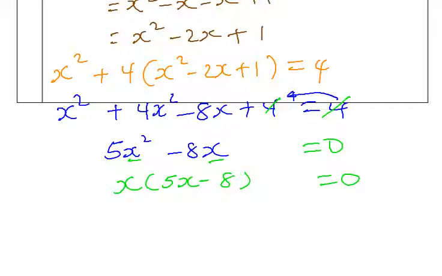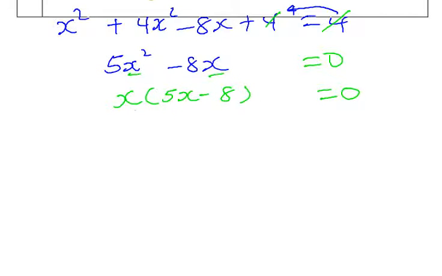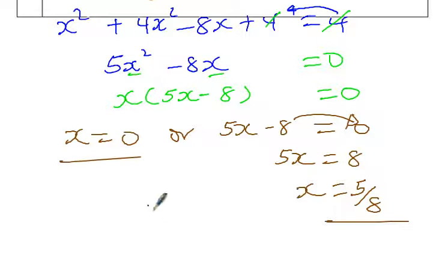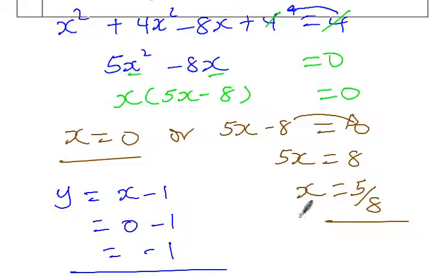Okay, so when I have this statement here, this simply means either x is equal to 0, since I'm multiplying two terms and they're giving me 0, or 5x minus 8 should be 0. Take the minus 8 to the other side. 5x is equal to 8, so x should be 5 out of 8. So we have two values for x there. But remember, we are solving a simultaneous equation. So from the second equation, y is equal to x minus 1. If I use this value of x, that means my y value will be 0 minus 1, which is negative 1. That's the value for y.